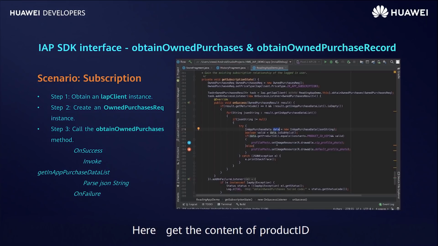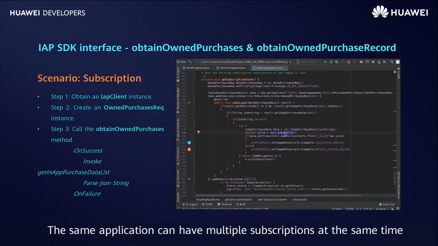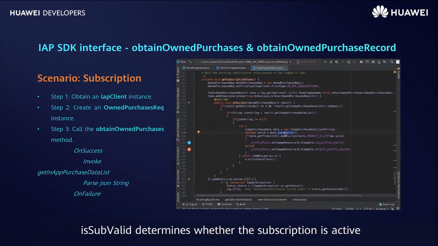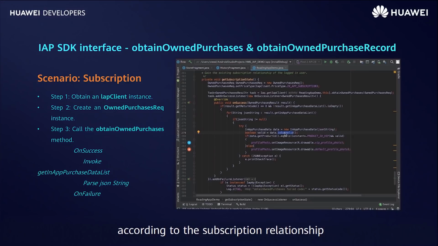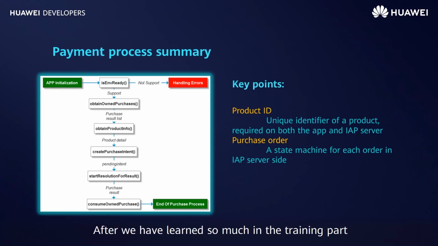Here, we get the content of the product ID and its sub-valid fields from the JSON string. Product ID identifies the subscription. The same application can have multiple subscriptions at the same time. Its sub-valid determines whether the subscription is active. Obviously, the purpose is to activate value-added services according to the subscription relationship of the Huawei user who is currently logged in. After we have learned so much in the trading part, let's summarize.